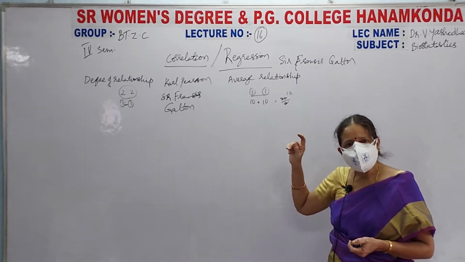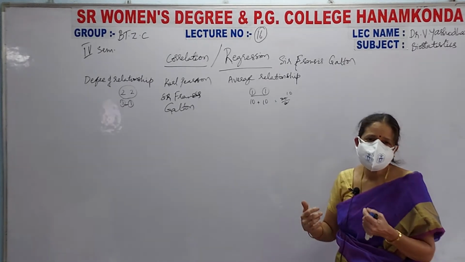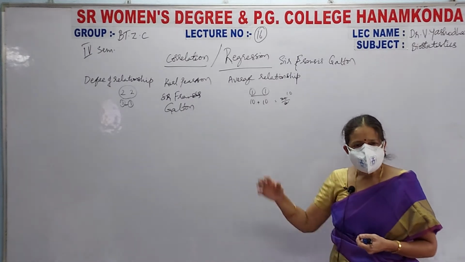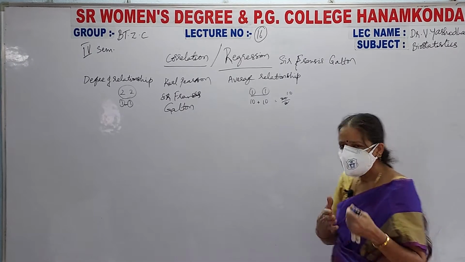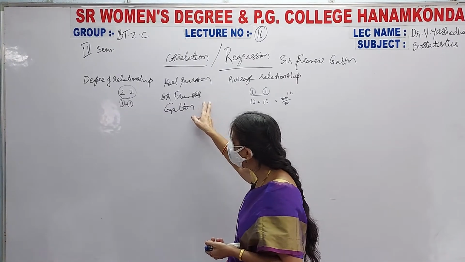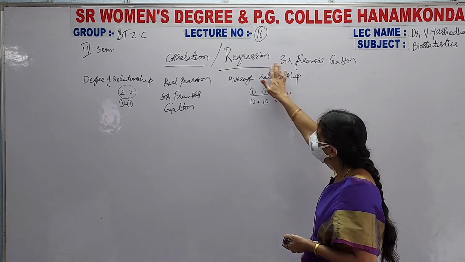And after Sir Francis Galton, Karl Pearson continued his theories and theorems, and he walked in the path provided by Sir Francis Galton. Now Sir Francis Galton proposed regression.